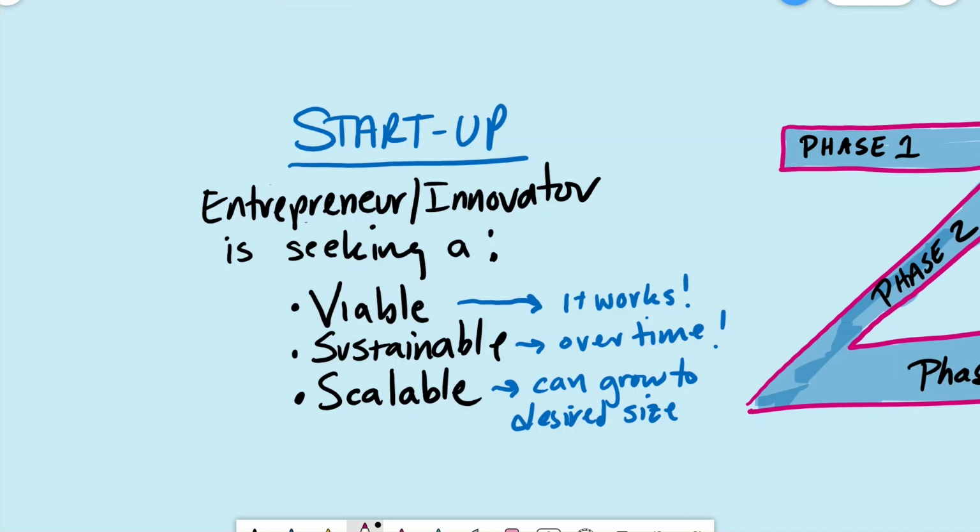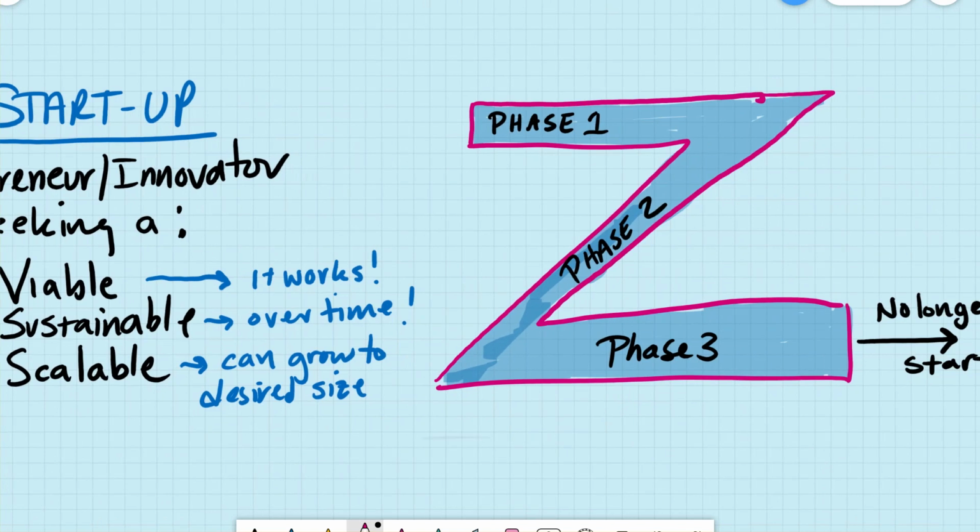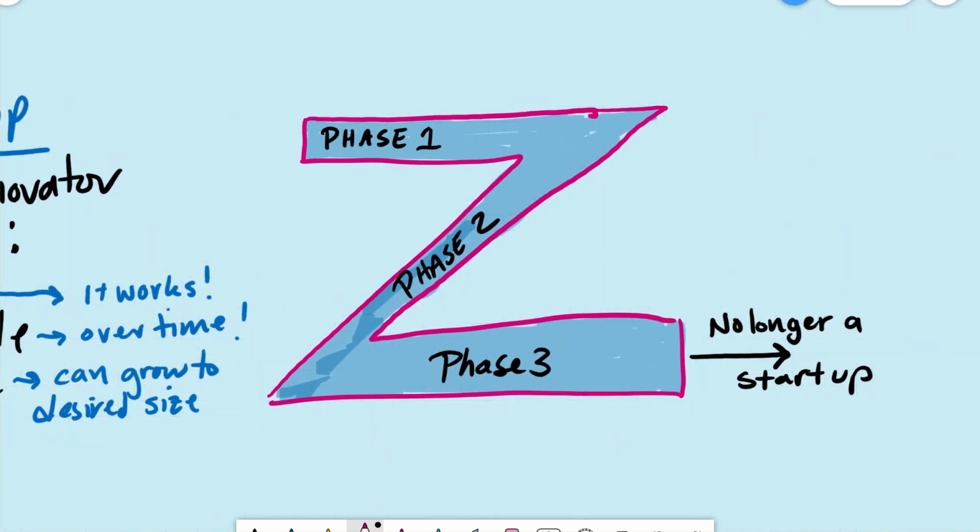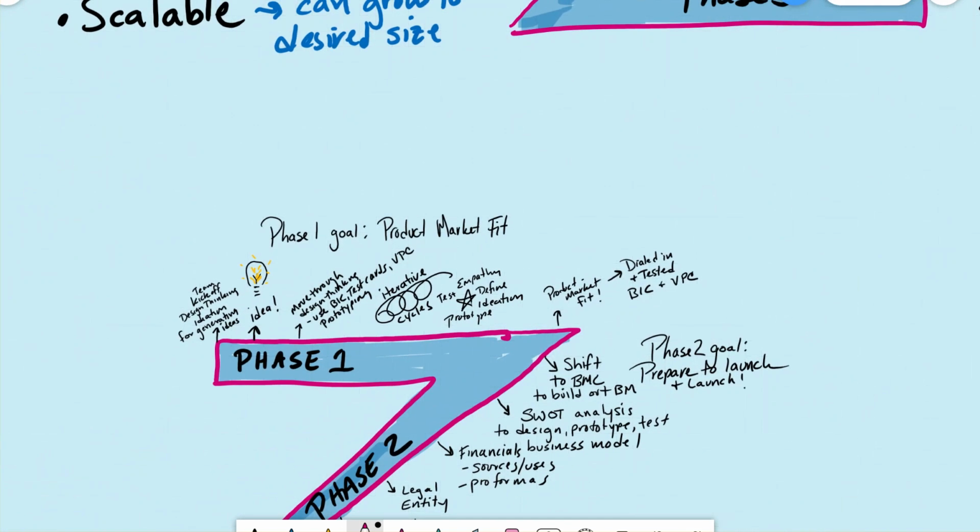As a startup, your primary purpose is to consistently seek out that viable, sustainable, scalable business model, and that's what the Z model is designed to help you do. The Z model is really broken into three pieces. We've got phase 1, phase 2, and phase 3, and then of course the graduation where you're no longer a startup. So let's walk through each of these different phases.